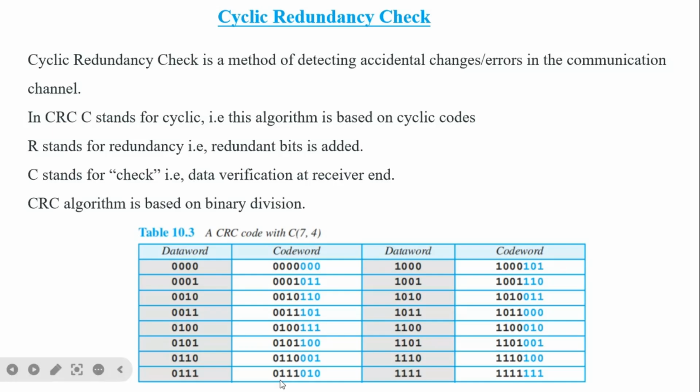Here they have given a certain data word and the code word. How have we got this? Just remember this. We have just taken this example 1001, which ended up with code word 1001110. I'll let you know how it happens.